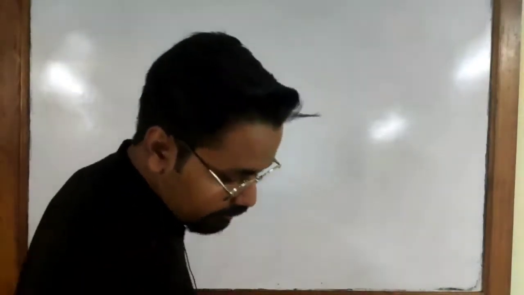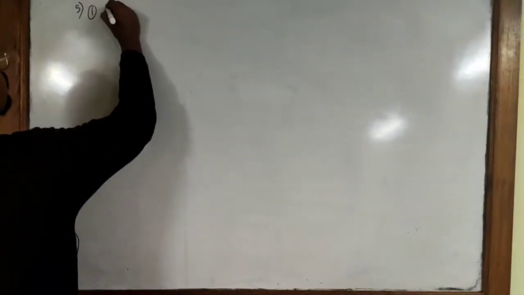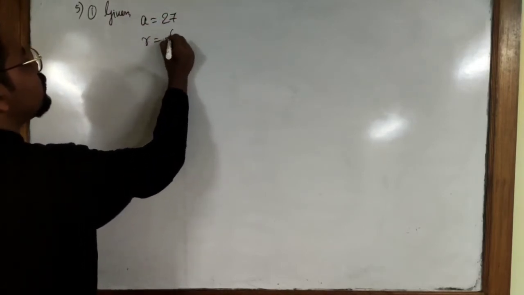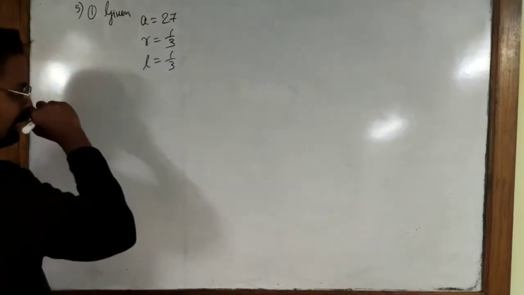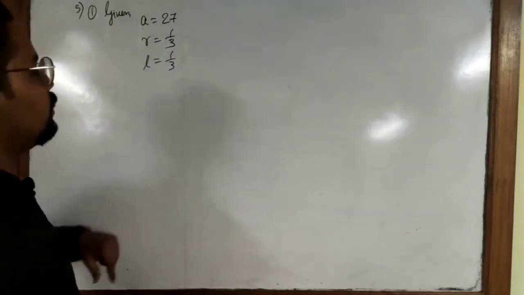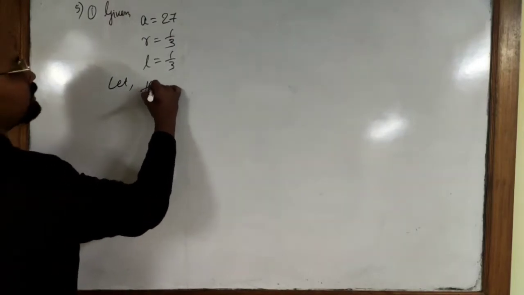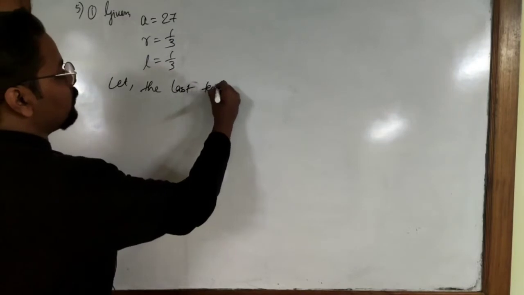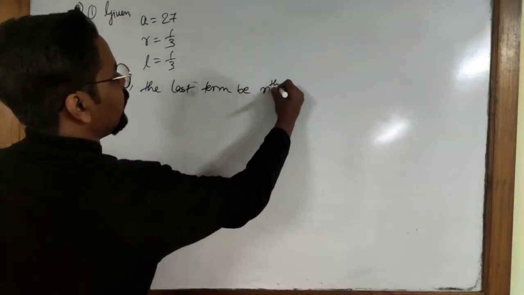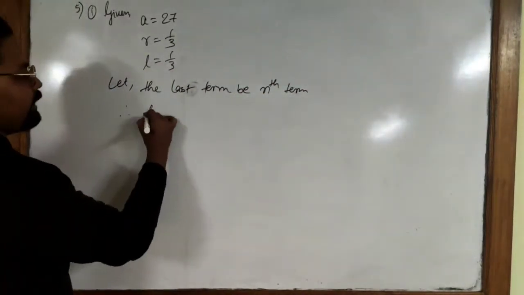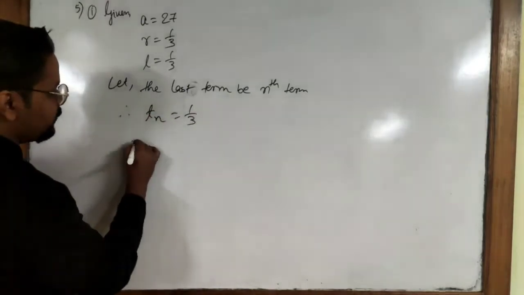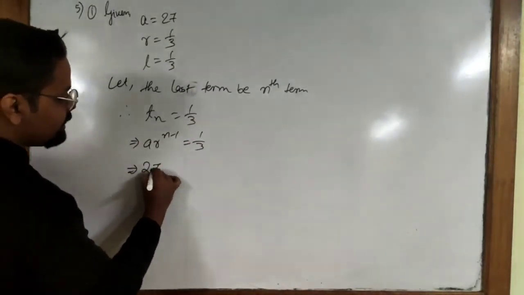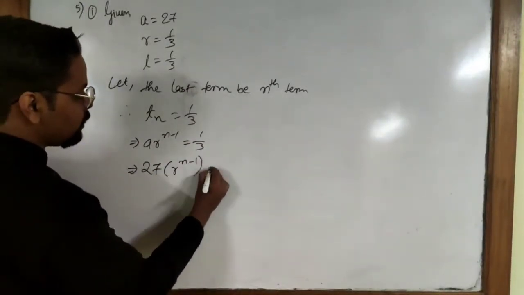So 5(1), what we have here, it is given A is equal to 27, r is equal to 1 by 3, and l is also equal to 1 by 3. Now we don't know the number of terms. So let the last term be the nth term. That means Tn will be equal to 1 by 3. So Tn means A r to the power n minus 1 equal to 1 by 3. Value of A is 27, into r to the power n minus 1 equal to 1 by 3.